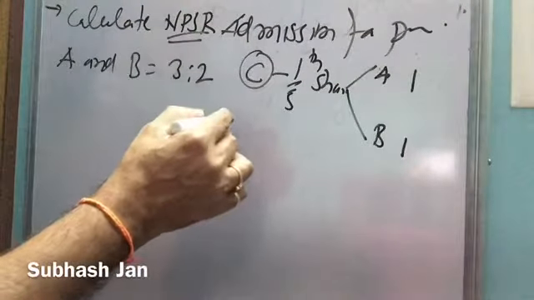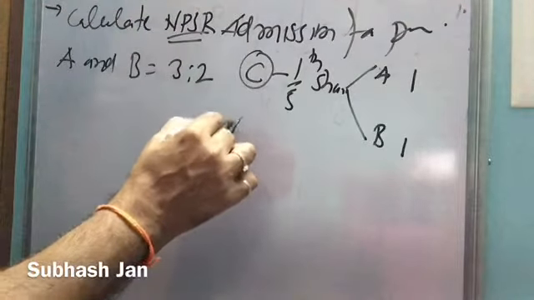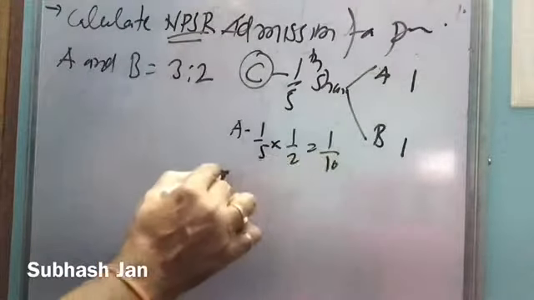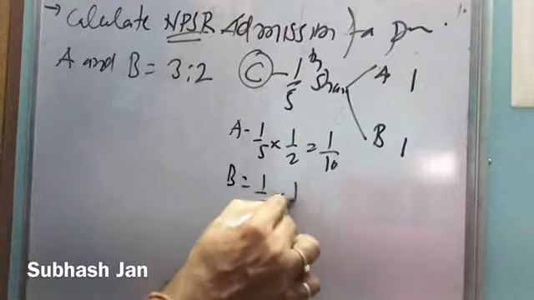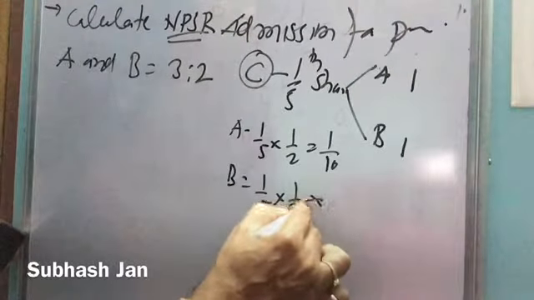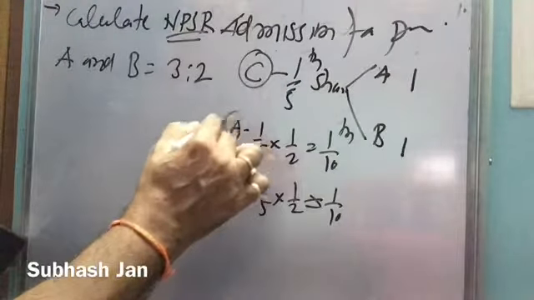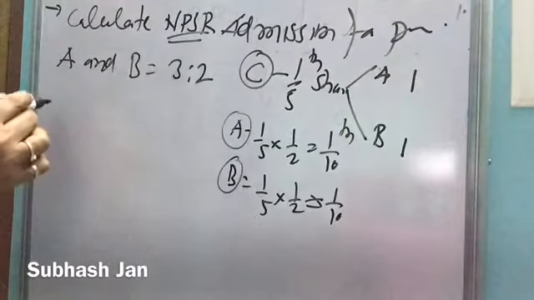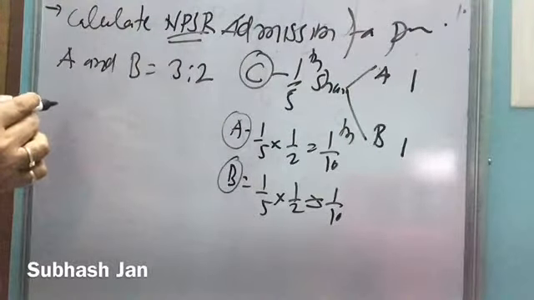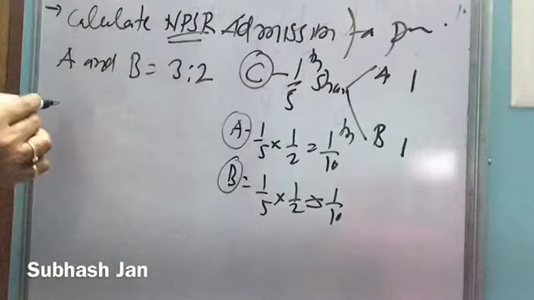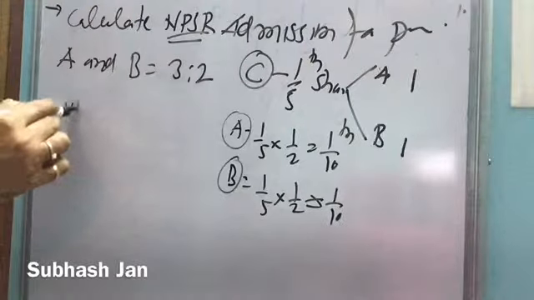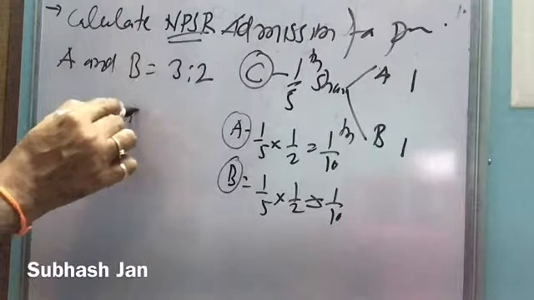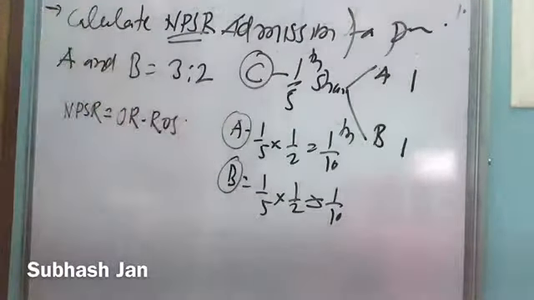So what is the actual sacrifice? A will sacrifice 1/5 into half, that is 1/10. And B will sacrifice 1/5 into half, that is 1/10. Okay, this is the actual sacrifice made by A and B. Now we'll put up the formula. What is the formula? The formula is: new profit sharing ratio is equal to old ratio minus ratio of sacrifice, right?